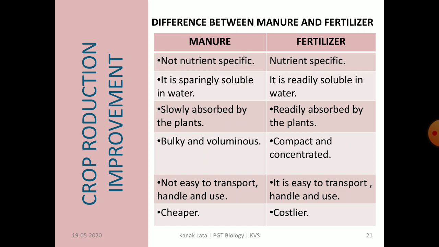Manure is sparingly soluble in water. Fertilizer is readily soluble in water. Manure is slowly absorbed by plants, whereas fertilizer is readily absorbed by the plant, that is quickly absorbed by the plant. Manure is bulky and voluminous, whereas fertilizer is compact and concentrated. Manure is not easy to transport, handle and use, whereas fertilizer is easy to handle, transport and use. Manure is cheaper. You can prepare it at home also, whereas fertilizer is costlier.